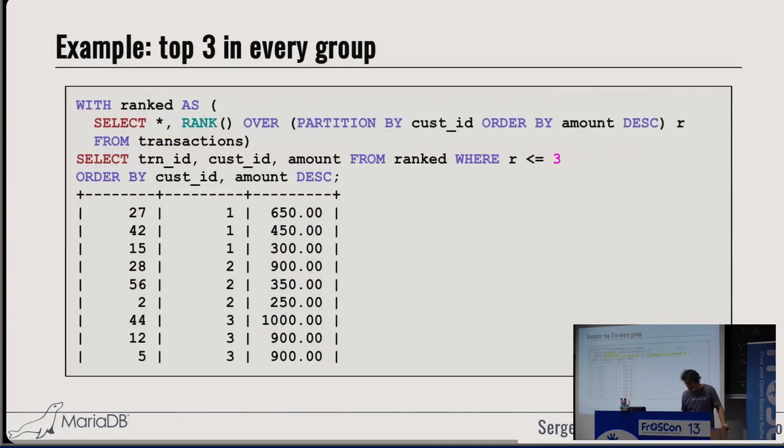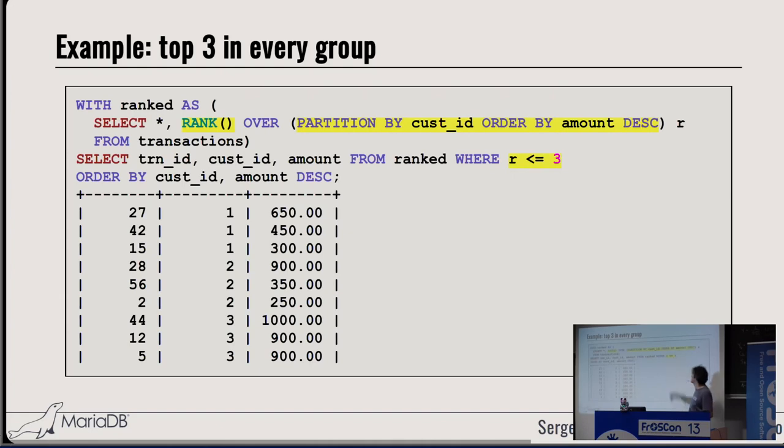With window functions, it becomes a lot easier. So again, we partition by customer ID. So what we do here, we order all transactions by amount decreasing. And then we apply the window function called rank. And rank is just the numbers of the rows, 1, 2, 3, 4, 5, and so on, in the decreasing order. And after that, we just select transactions where rank is 1, 2, or 3.